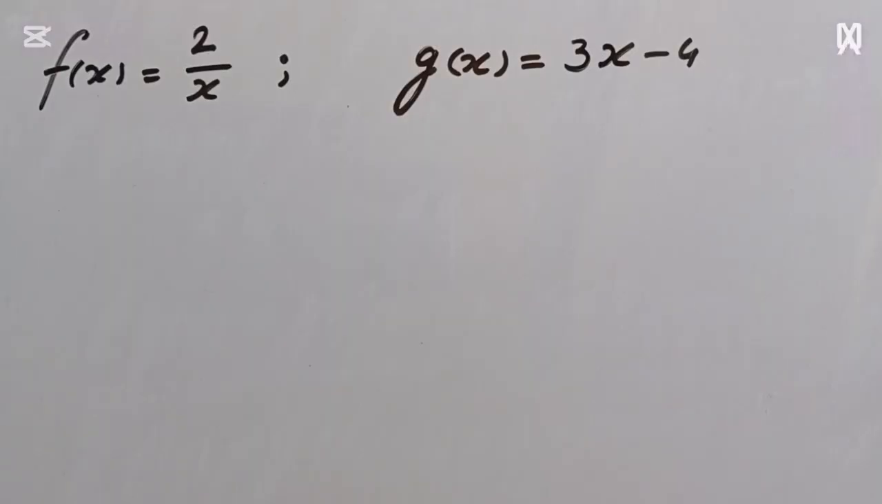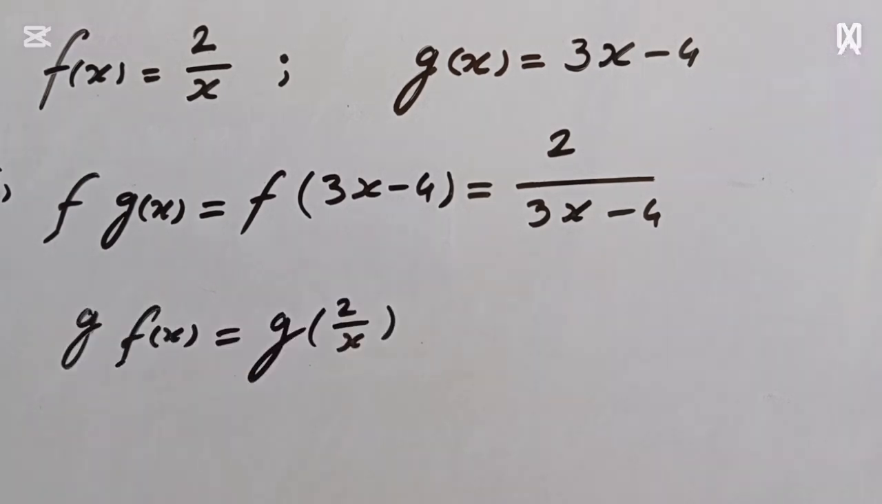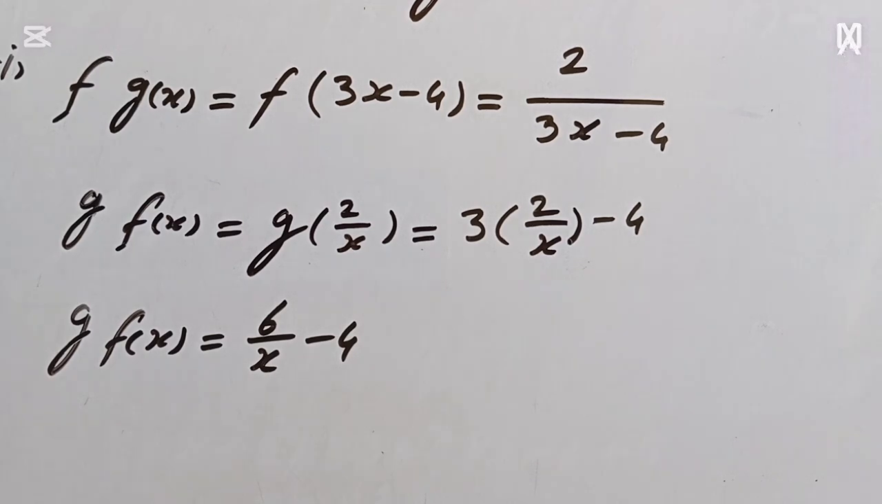These are two functions given here. First we find f(g(x)). We have found f(g(x)) equal to 2/(3x minus 4). Now g(f(x)), now solve it, g(f(x)) equal to 6/x minus 4. Now in the second part, f(g(x)) is equal to g(f(x)).